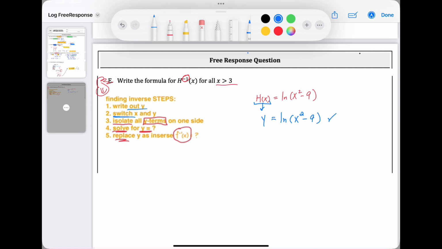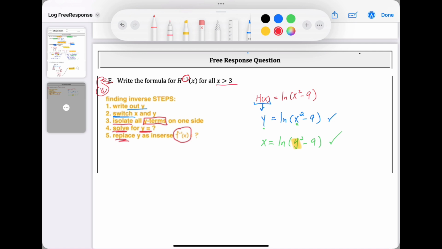Good. Step 2, I'm going to switch my x and y. So whenever you see the y, I'm going to replace that with x, and whenever I see the x, I'm going to replace that with y. Good. Now, isolate all the y terms on one side. Now you see that my y is trapped in the parentheses. I cannot do anything yet. Okay, then we're going to do something.